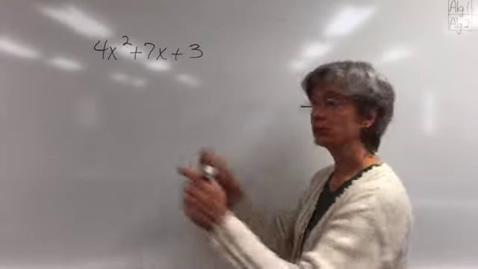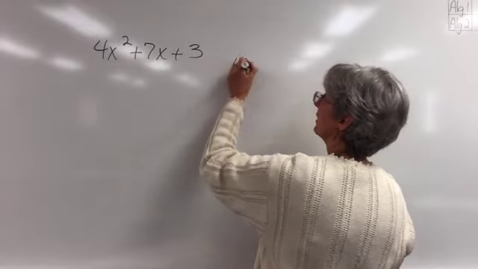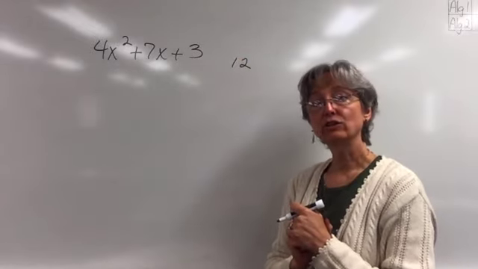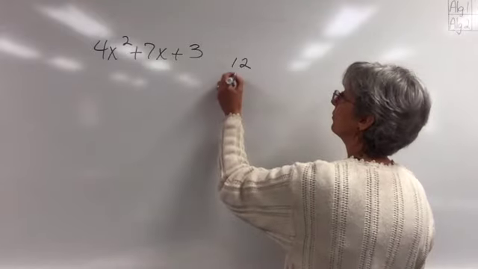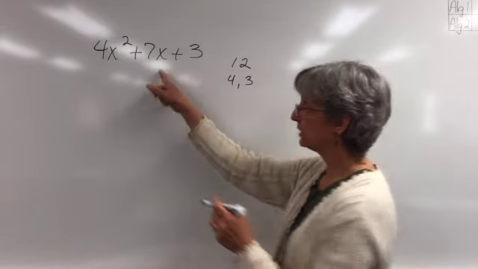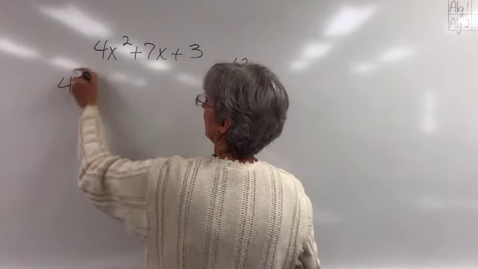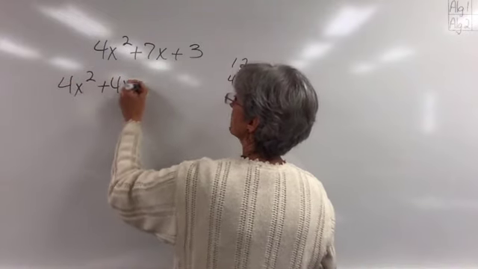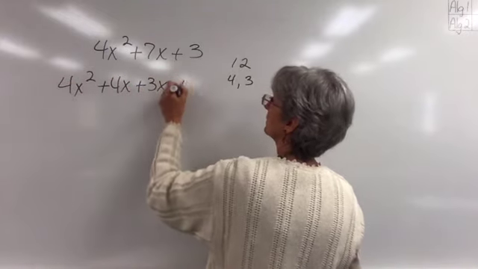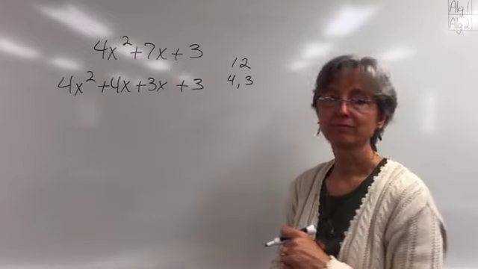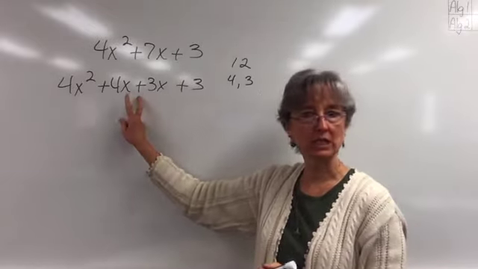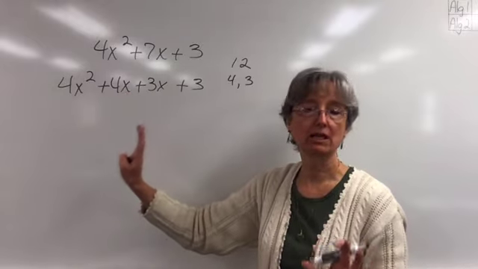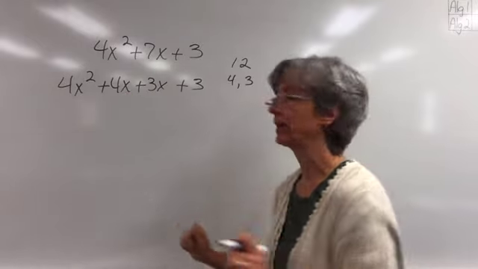Okay, so you should have multiplied 4 times 3 and gotten 12, and then looked for factors of 12 that add up to 7, and that would be 4 and 3. And then rewrite this as 4x plus 3x. Split that up into your two terms. By the way, it doesn't matter which order it is. You'll get the same answer either way, so don't worry about that.